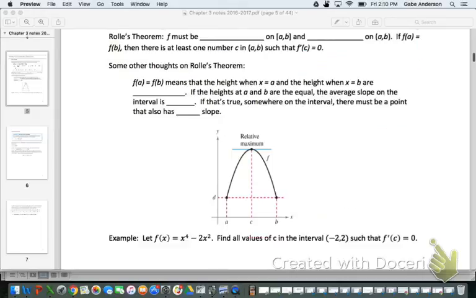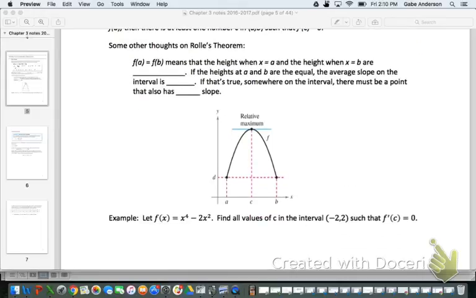So check this out down here. You've got your interval a to b. Okay, awesome. So here is a, here is b. There's the interval right there. Do you guys notice how f of a and f of b are the same?